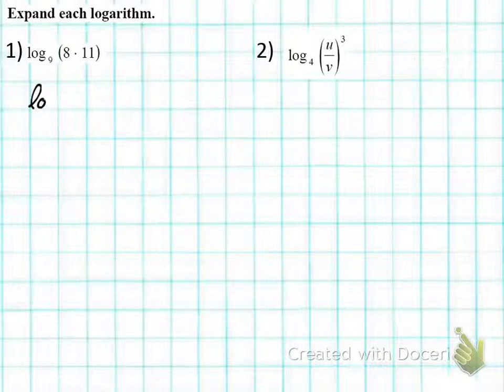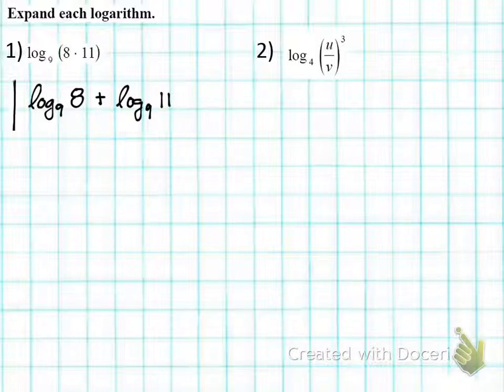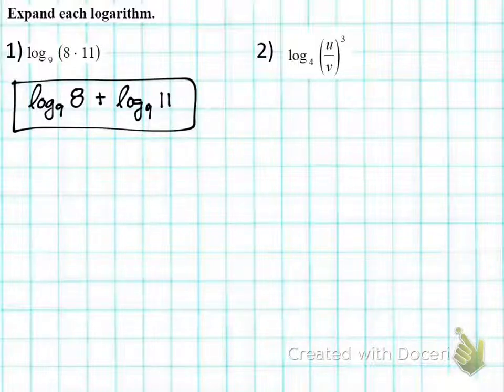We're going to write log and keep the same base of 9 and break it apart. We're going to put 8, and then we're going to apply the product property. We're going to put in a plus sign and write log base 9 of 11. That's it. I can't expand anymore, so this would be your answer for number 1. So again, what did I do? I checked to see if my logarithm could be expanded. In this case, it could. We have 8 times 11. We're going to use the product property.